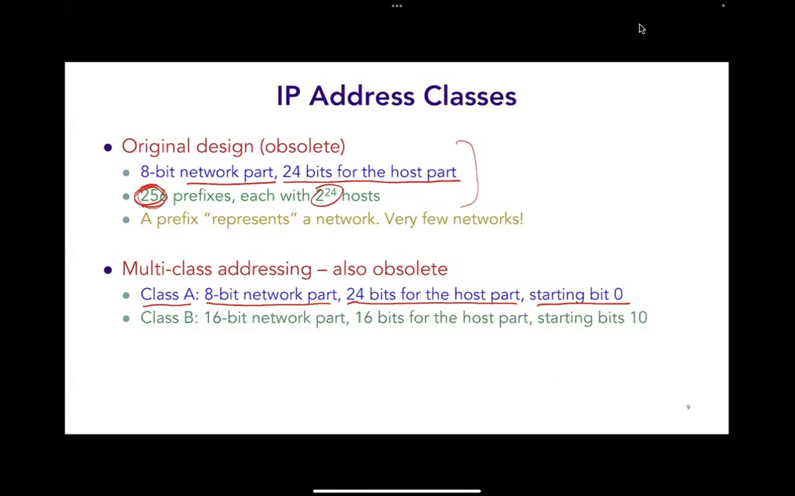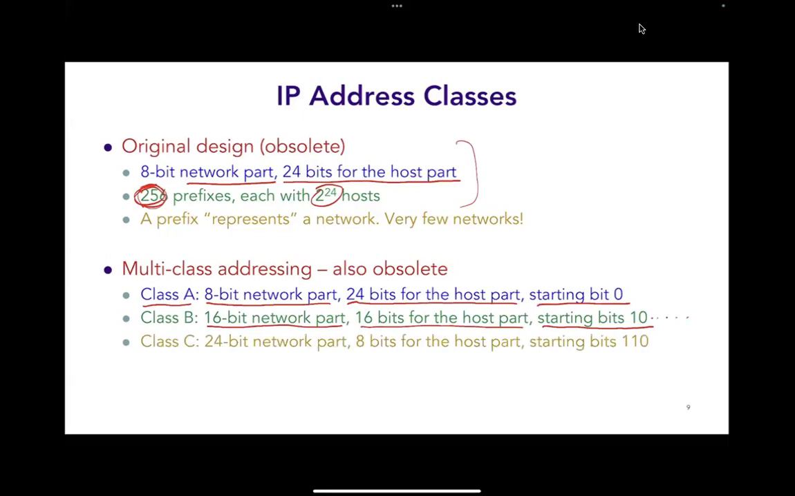Then we have class B IP addresses, in which the first 16 bits represent the network portion and the last 16 bits the host portion. The starting bits for each IP address in class B are 1, 0, and then any bits after that, up to 32. Similarly, we have class C, which has 24 bits for the network portion and 8 bits for the host portion. The starting bits for all class C IP addresses are 1, 1, 0, and anything after that, up to 32 bits.